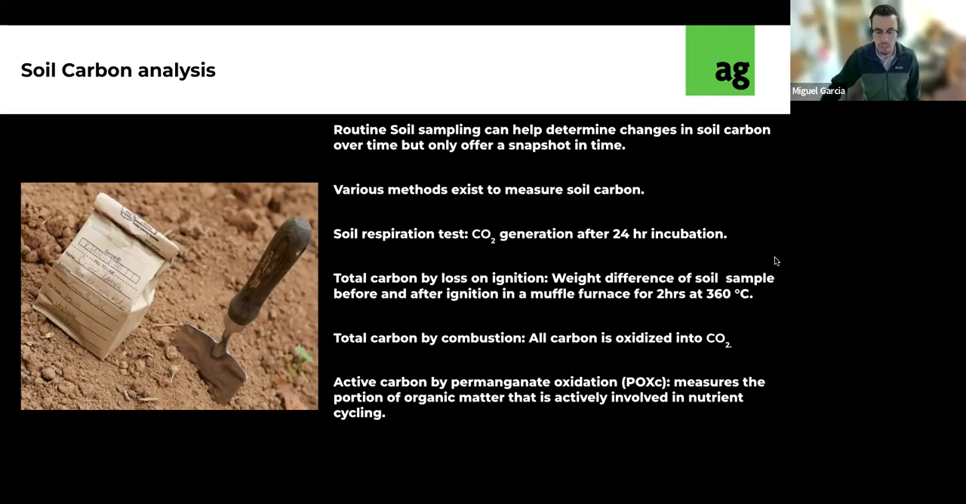So with the lab analysis, we can get a lot of information. Just keep in mind that these are limitations on the kind of information that you can get. Next slide, please.